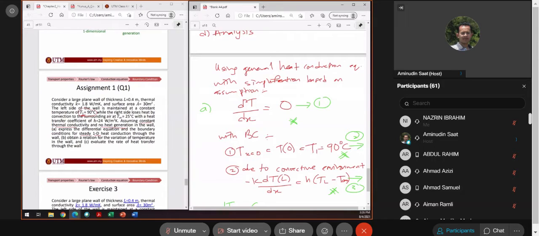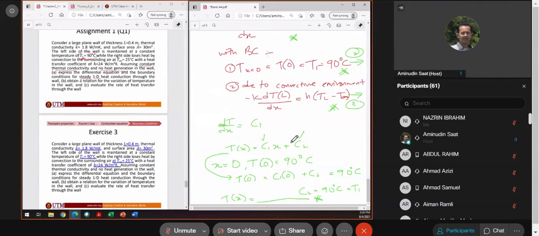Express the differential equation and the boundary condition for one-dimensional heat conduction through the wall. Obtain relation for the variation of temperature in the wall. So this is the B answer. The B answer should be T(x) as a function of what? T(x) as a function of what equation? And C, evaluate heat transfer.